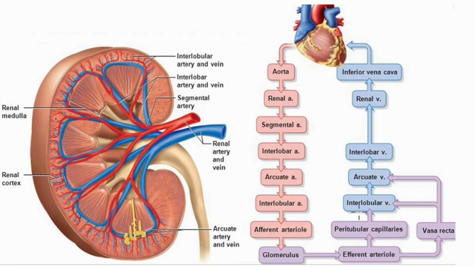The interlobular arteries then form the afferent arterioles, and then within the glomerulus we have the efferent arterioles. These efferent arterioles drain into the peritubular capillaries, or they may drain into the vasa recta, and then from the interlobular veins into the arcuate veins. Those arcuate veins drain into the interlobar veins, then into the renal vein, and finally into the inferior vena cava.